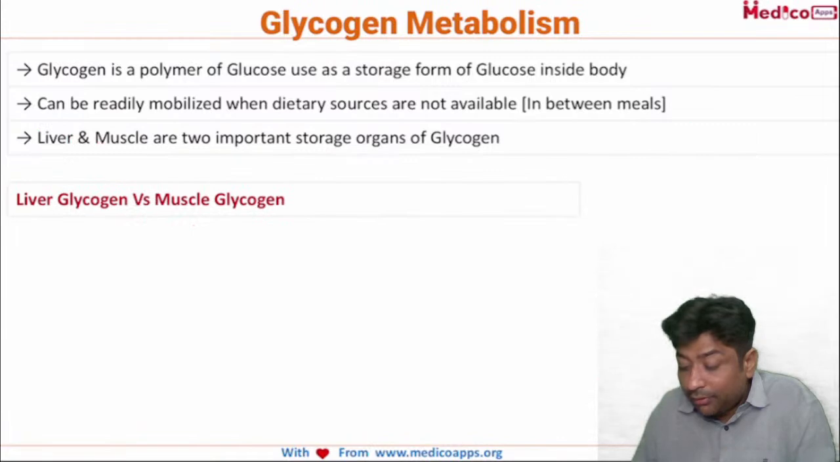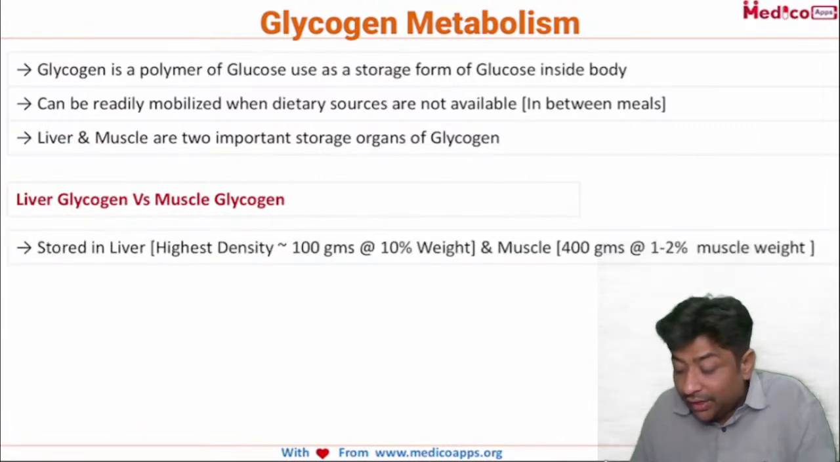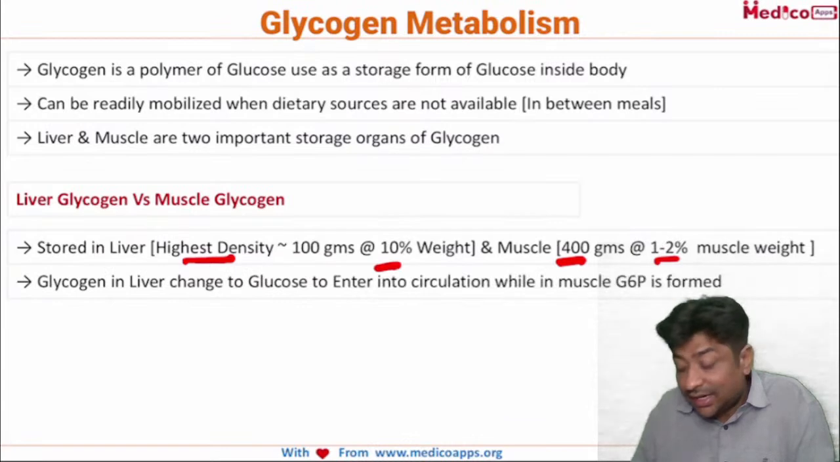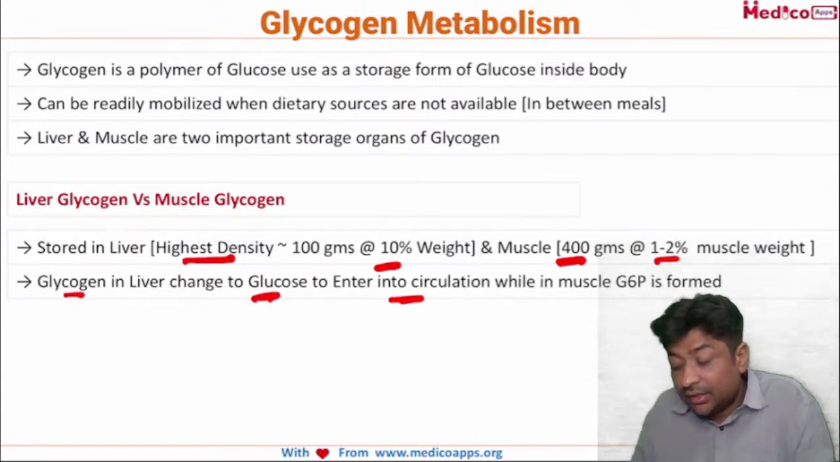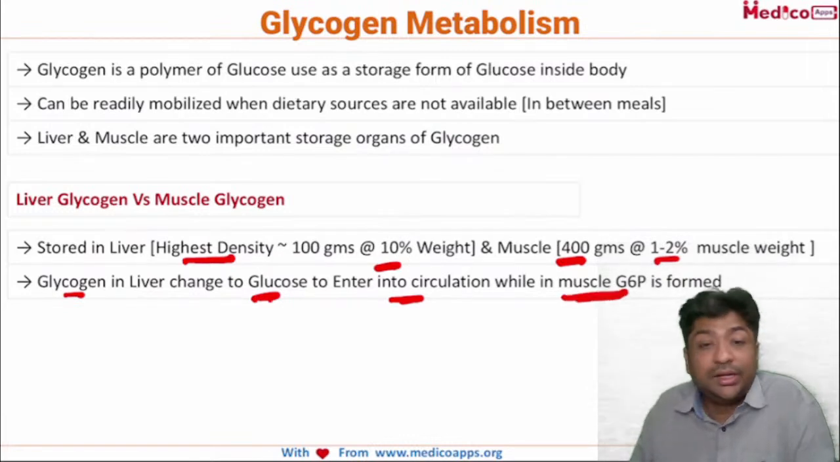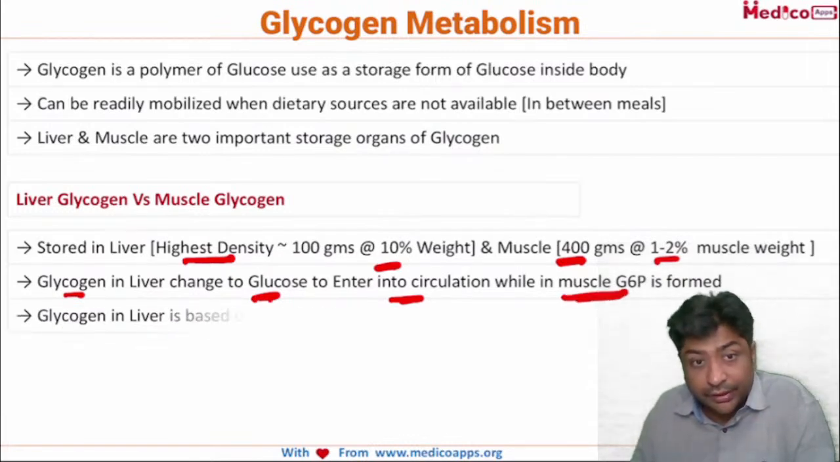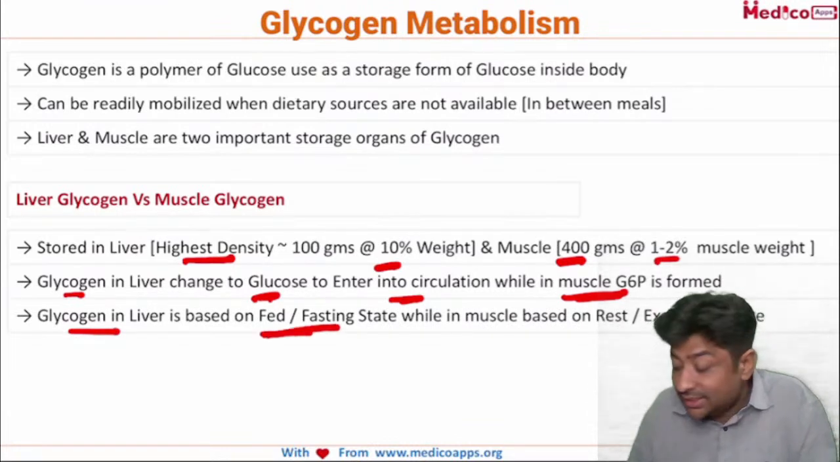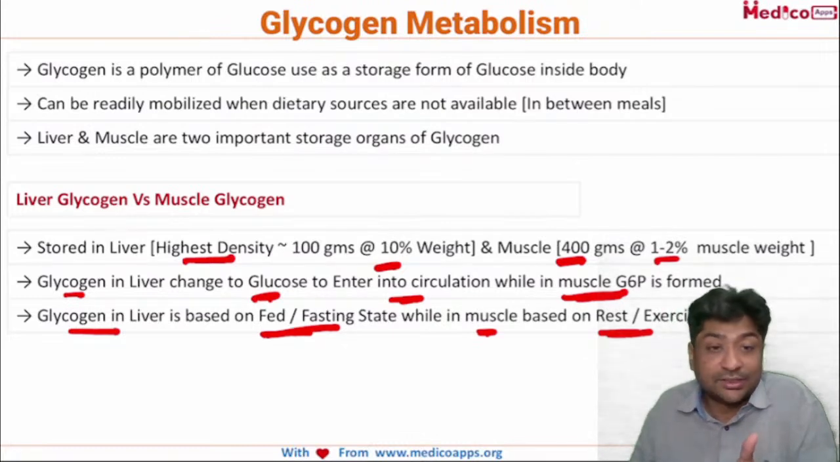So let's look at one by one. As I have told you, in liver, it is stored at higher density, almost 10% of the weight of the liver, but in muscle, it is stored in larger quantity, but the density is less. Second, glycogen is changed to glucose in liver and enters into the circulation, but in muscle it is only converted to glucose 6 phosphate. And the last is, glycogen in liver is dependent on fed and fasting state, whereas glycogen in muscle is dependent on rest and exercising state.